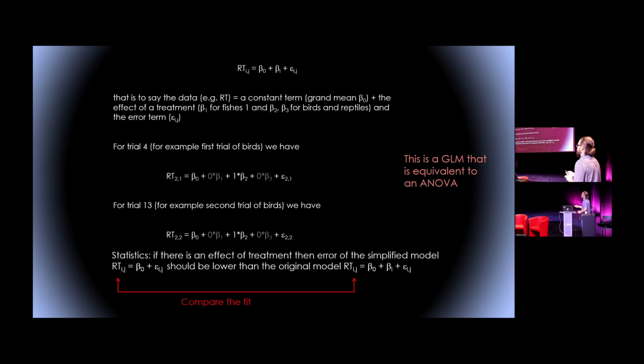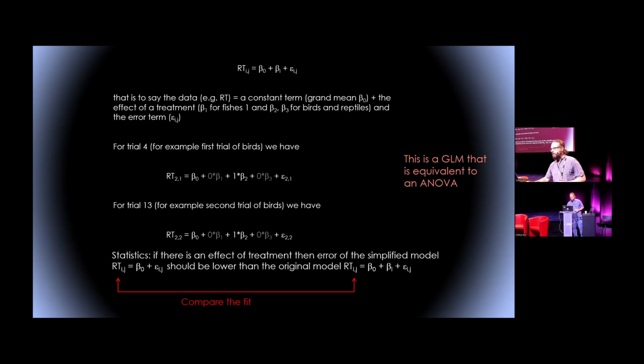So we have all our trials, hundreds of trials. Some have 0 for beta 1, some have 0 for beta 2, some have 0 for beta 3, depending on the category. And this is a linear model. And so if we compare the model that doesn't have this beta 1, beta 2, beta 3 versus the model which has them, then we can compute whether there is an effect of these variables. And this is strictly equivalent to computing an ANOVA. So an ANOVA is a general linear model.